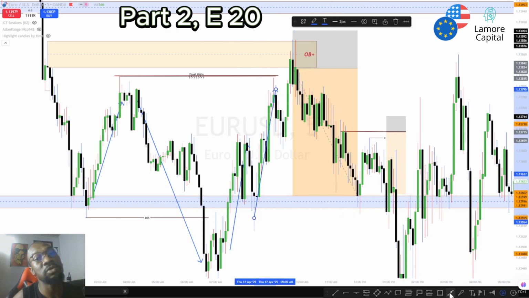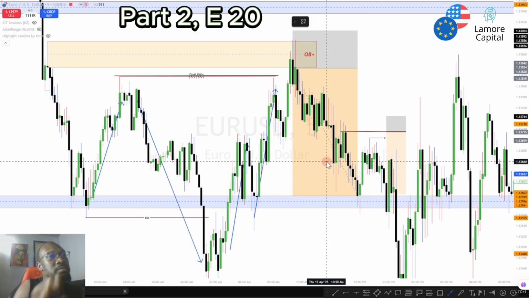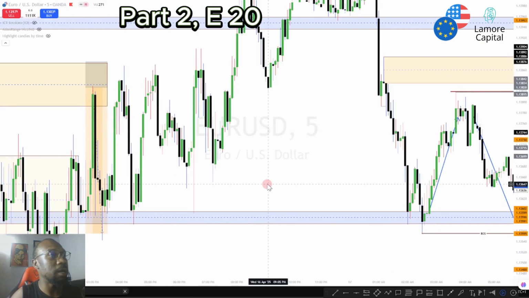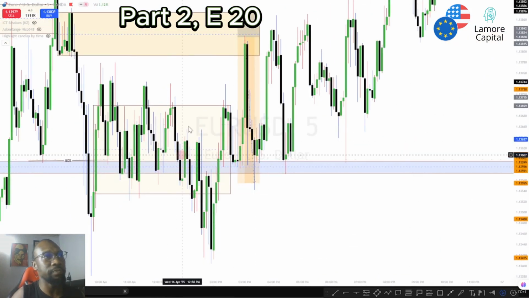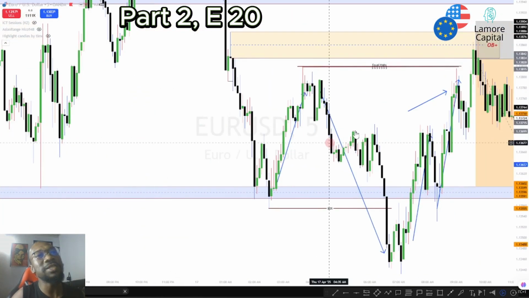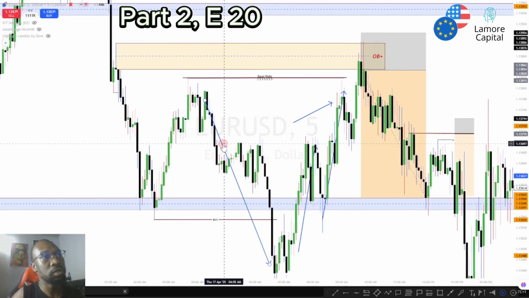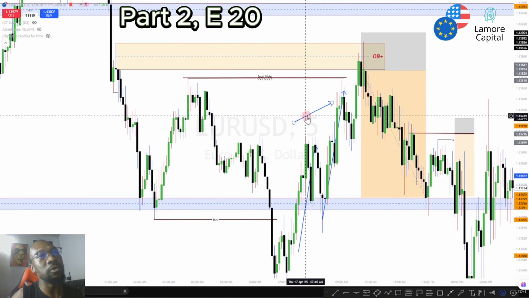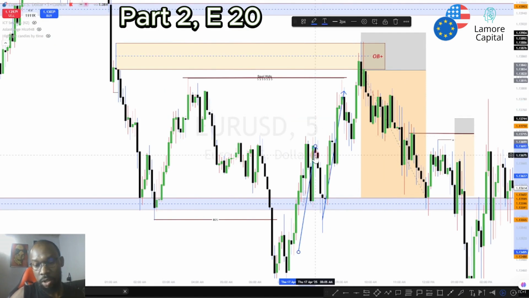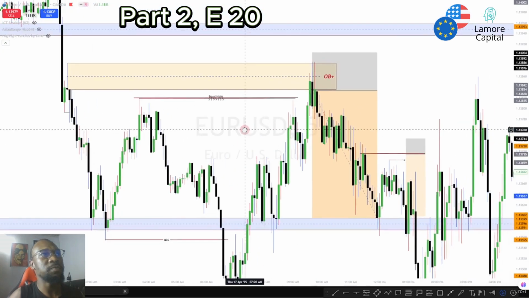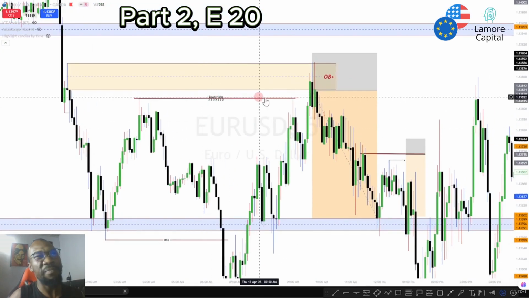Consolidation is something that actually happens within. Like this other one now that happened. This particular other one now. This is what you call consolidation. These ones are all displacements. They are all displacing out of those zones, creating liquidity around my point of interest. So irrespective, these two equal highs are my liquidity.